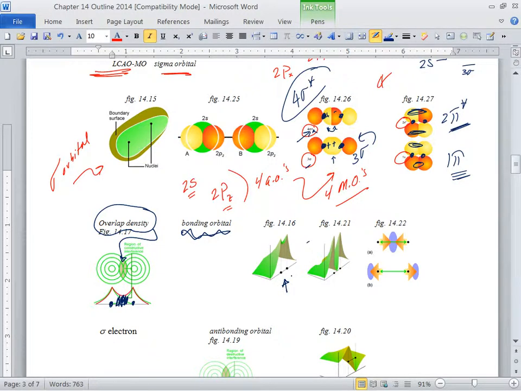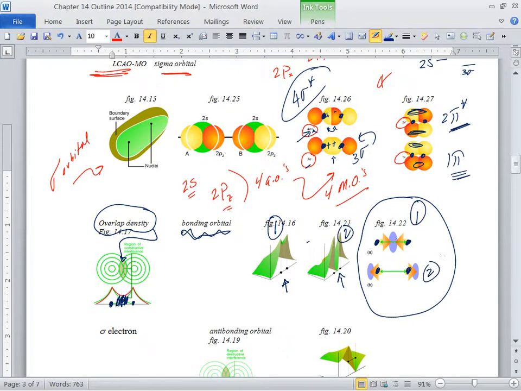It would be bonding. This one would be what? Anti-bonding. And they're trying to say why here. Remember the black dots are the what? The nuclei. So if you have case 1, this would be case 1. Case 2, this would be case 2. And they're trying to say, okay, these are the nuclei. Nuclei are what charge?